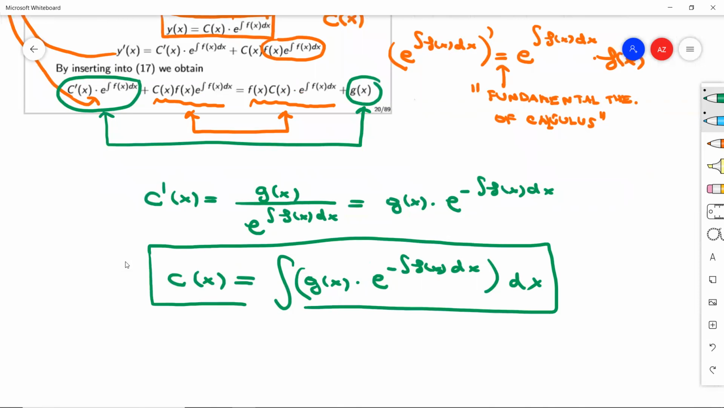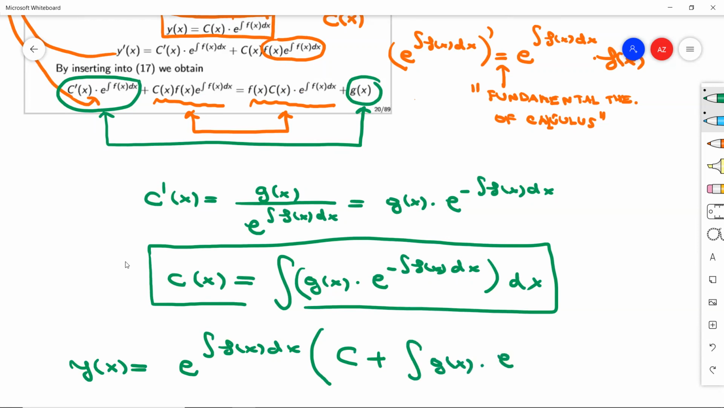And you can see this in various textbooks in analysis, that the solution of the linear differential equation of first order is y of x is equal to e to the power of integral of f of x dx, and then in the parentheses c plus this part, so the integral of g of x times e to the power of minus integral f of x dx, and everything integrated. So this part is integrated with respect to x.